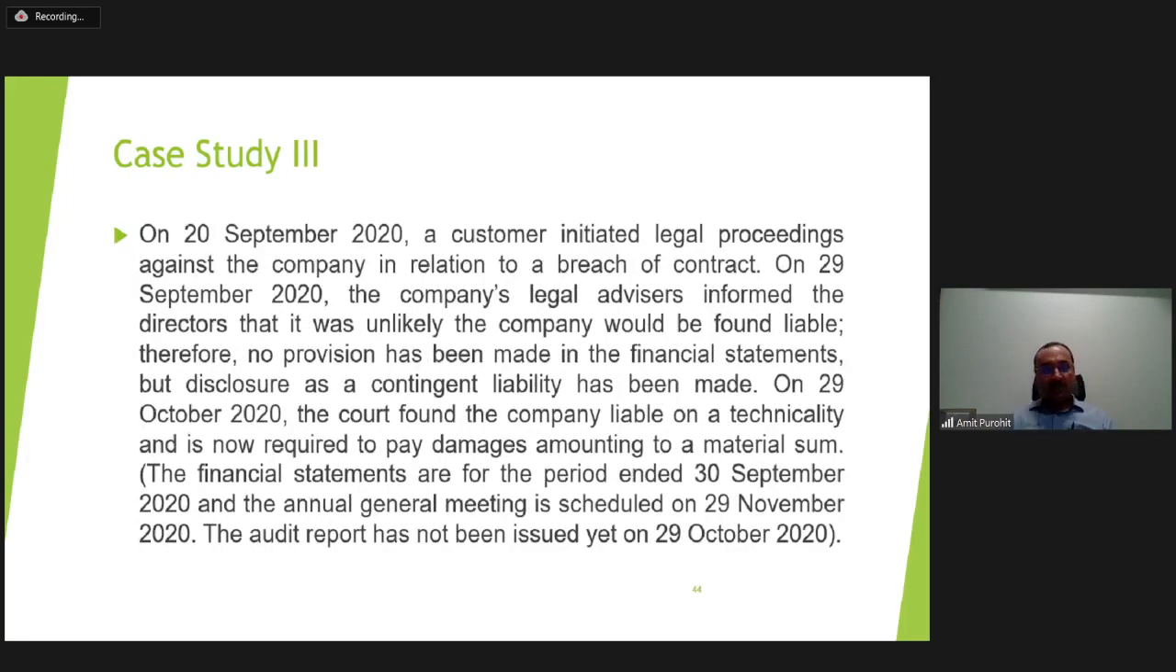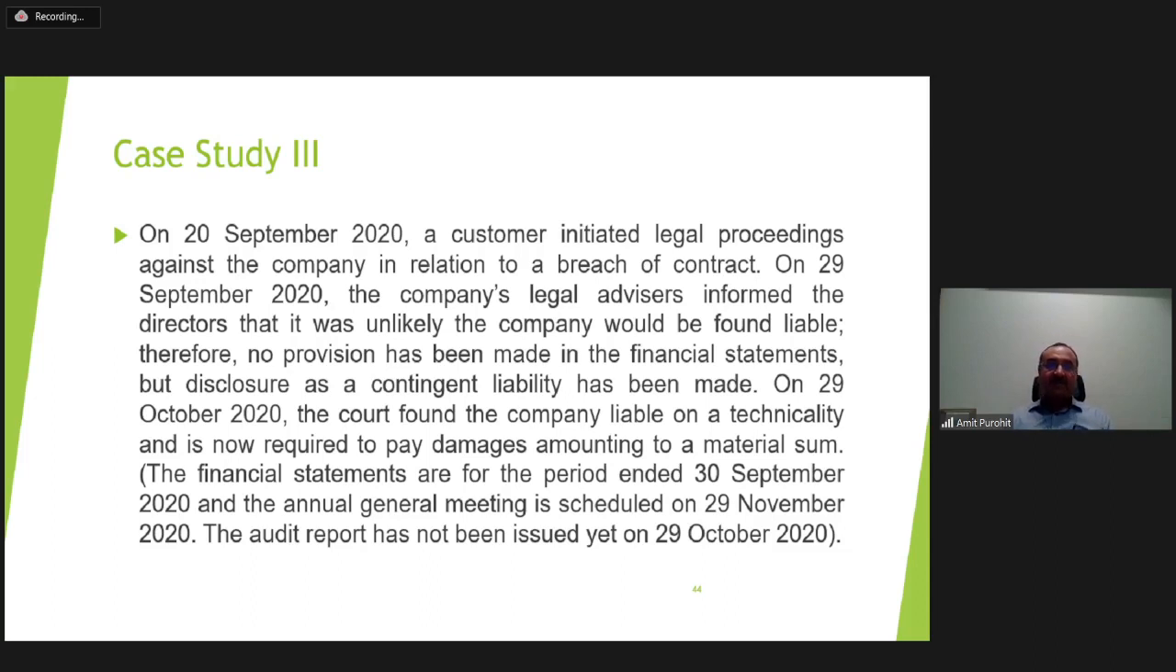Now let us go to the last case study. On 20th September 2020, a customer initiated legal proceedings against the company in relation to a breach of a contract. On 29th September, the company's legal advisors informed the directors that it was unlikely the company would be found liable. Therefore, no provision was made in the financial statements, but disclosure as a contingent liability has been made. On 29th of October, the court found the company liable on a technicality and it is now required to pay damages amounting to a material sum.